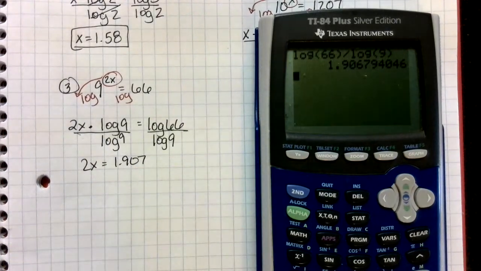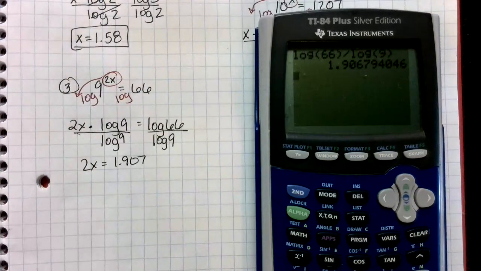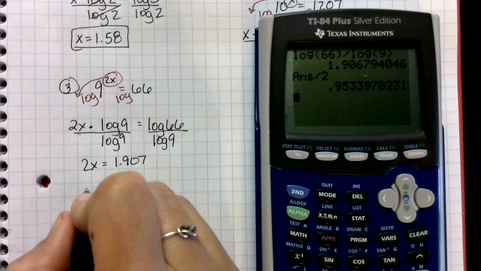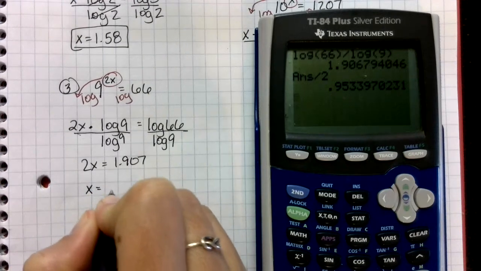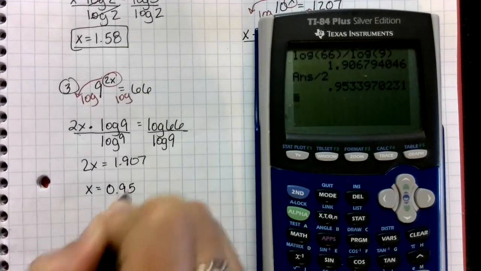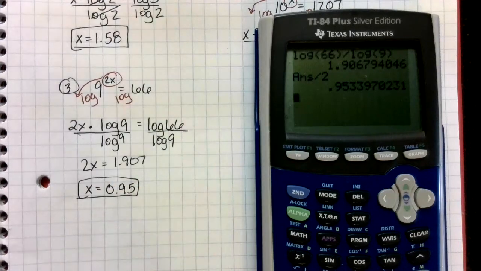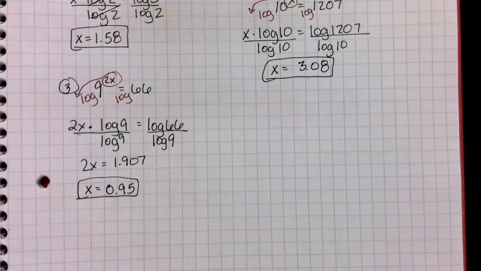And I get something like this. Remember, we want to try to avoid rounding. So with that still in my calculator, I'm going to hit now divide by 2. So x equals approximately 0.95. So like I said, we've seen problems like this before. This should be nothing new.